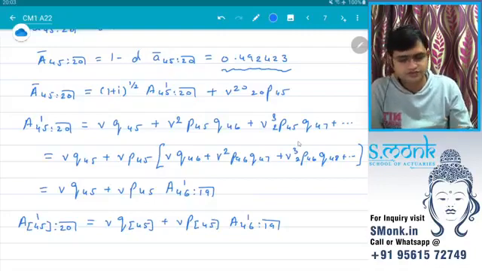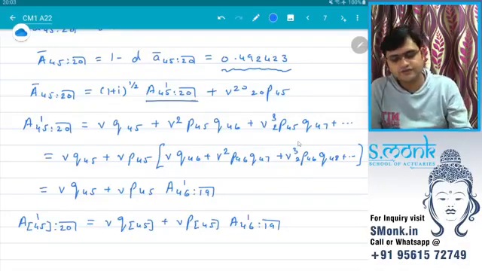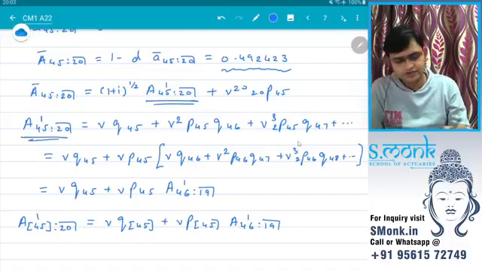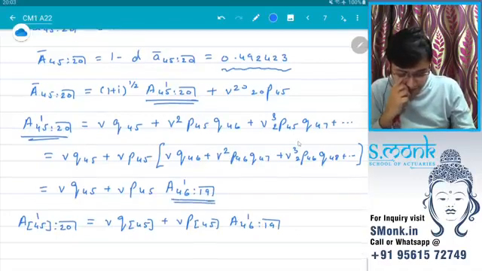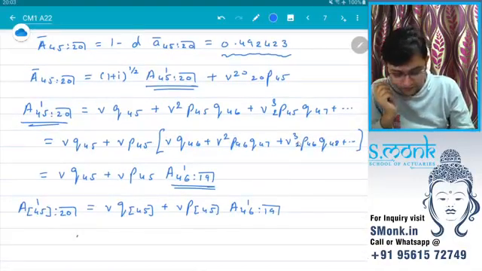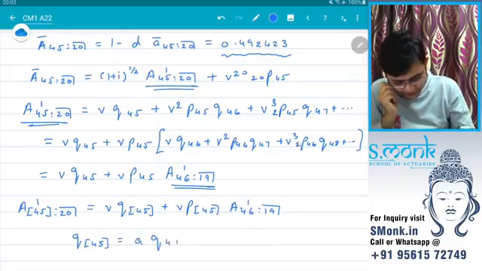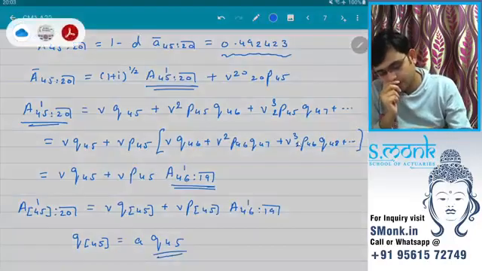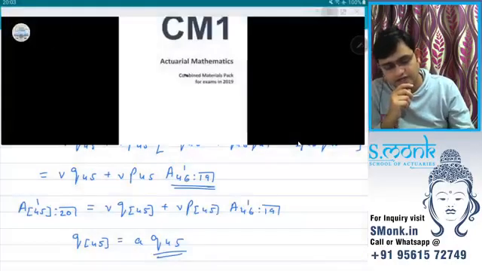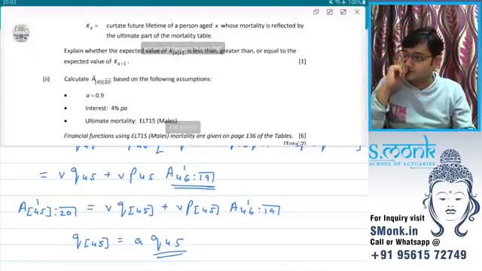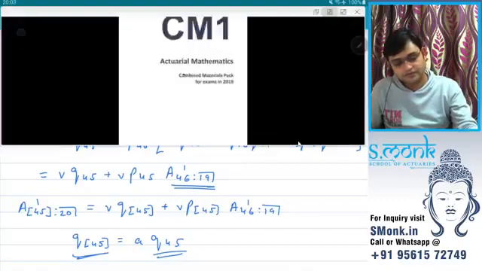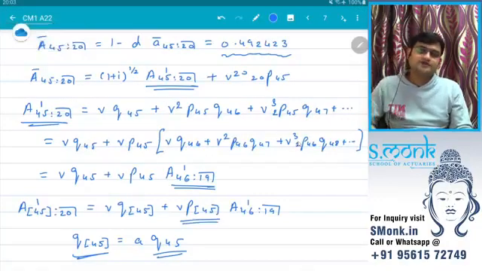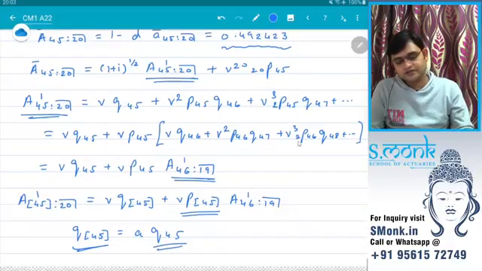This is what it is. So using this you will first calculate this, using this you will calculate this, and then you will get this. Then they said q select 45 is A times q45. Again, q45 comes from ELT15 male tables, and A is given to us, whatever A is, 0.9. So you'll get q select 45. q select 45 is 1 minus p select 45. Substitute that, then you will get this.